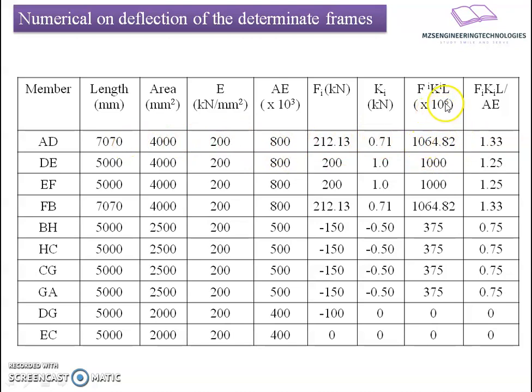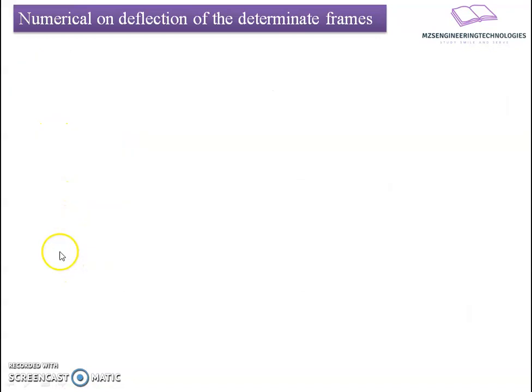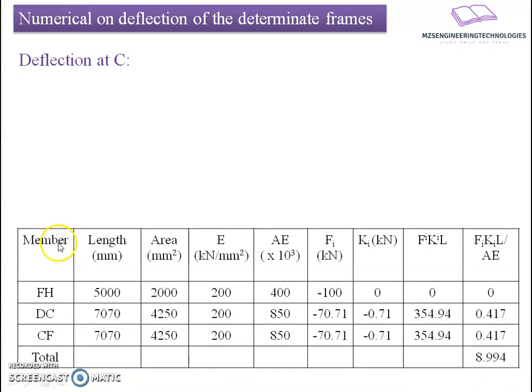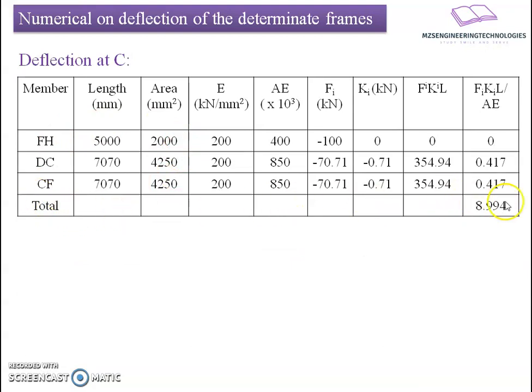I have converted that into 10 raised to 6 format, and then divided by the column product AE here. So FiKiLi divided by AE will be there. The sequence I have maintained here is AD, with all the members in the top chord first, then the members in the bottom chord, then vertical members, then the forces in inclined bracing, and at the end I have taken the summation of all the products.